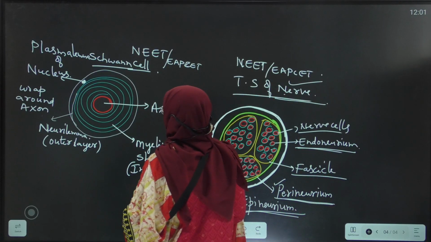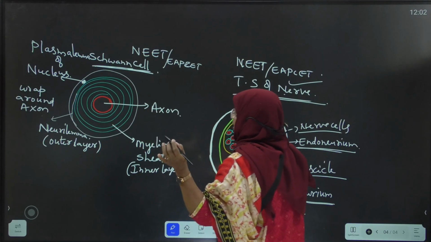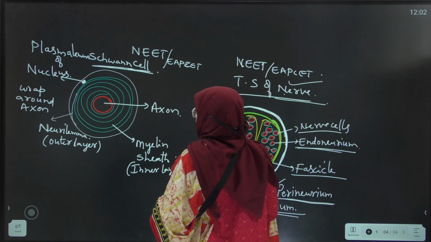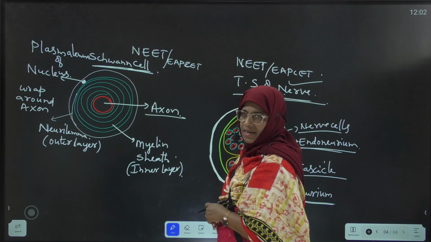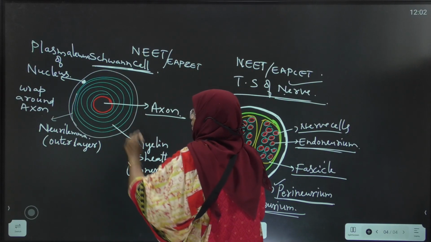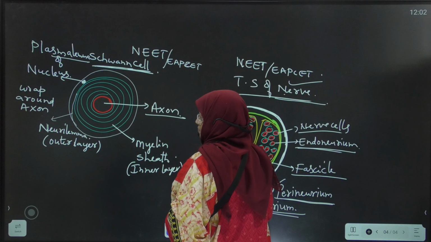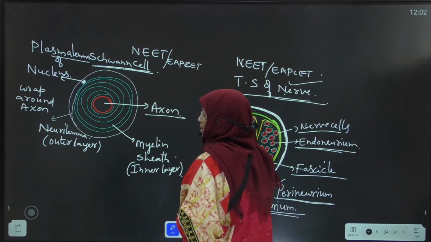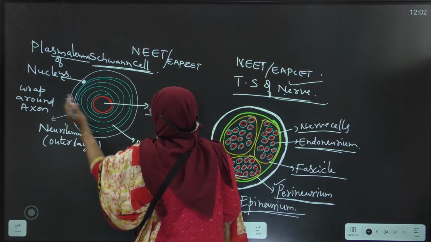Next, we will discuss the Schwann cell. Schwann cell is also only for NEET and MSET, not for IPE. What is a Schwann cell? Here, this Schwann cell surrounds the axon. Here, the plasma lemma of the Schwann cell. Plasma lemma means the protective covering of the Schwann cell. The plasma lemma of the Schwann cell wraps around the axon.